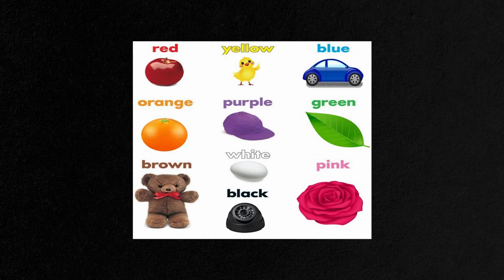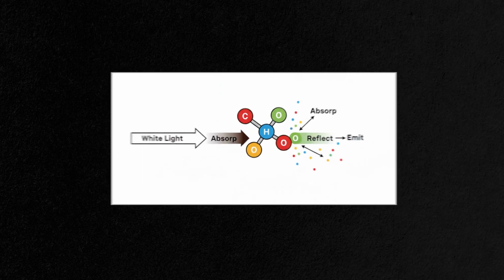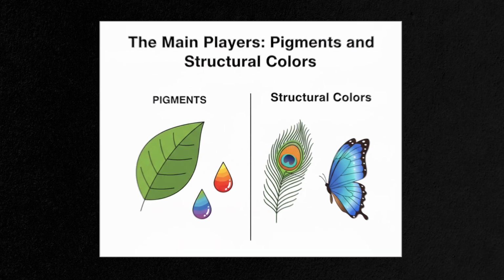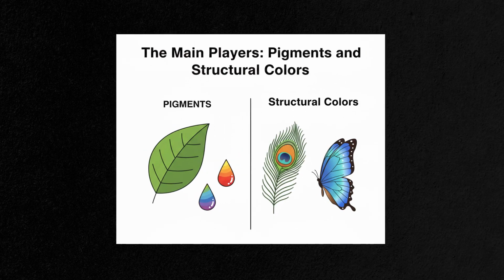So, why do different objects have different colors? It comes down to molecules and how they interact with light. The main players here are pigments and structural colors. Pigments are molecules that absorb specific wavelengths of light. For instance, chlorophyll in plants absorbs red and blue light, leaving green reflected.